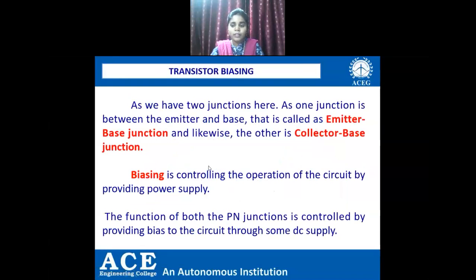Now, in this slide, we can study about transistor biasing. As we have two junctions here, one junction is between emitter and base, that is called as what? Emitter base junction. And likewise, the other is collector base junction. Now, what is biasing? Biasing is controlling the operation of the circuit by providing power supply. Now, the function of both PN junctions is controlled by providing bias to the circuit through some DC supply. This is why we are going to give the biasing to our transistor.